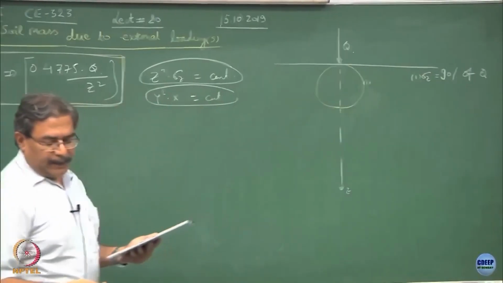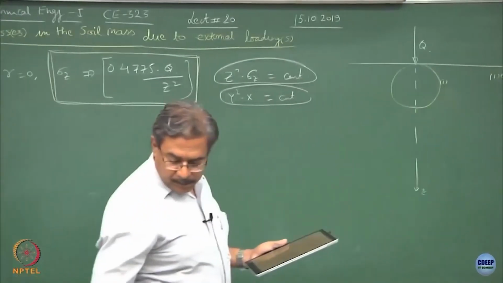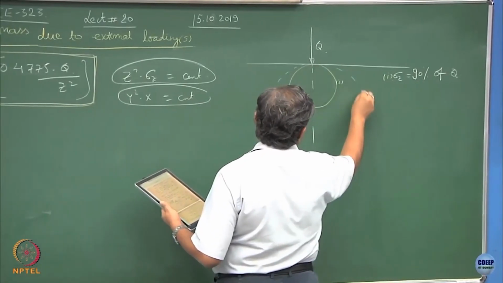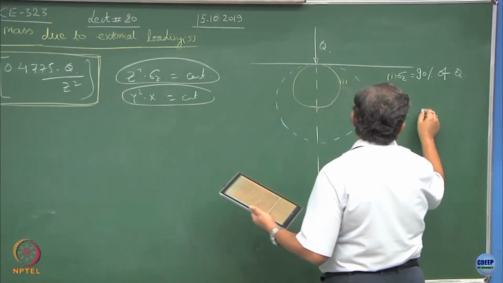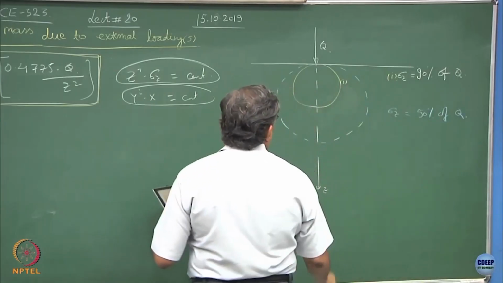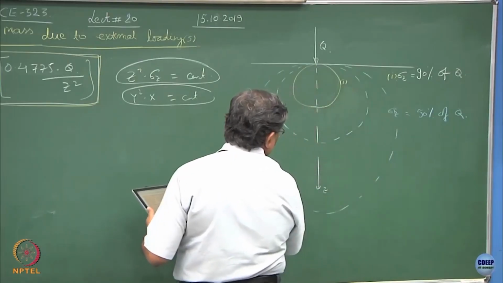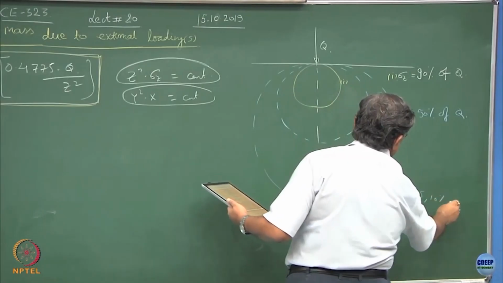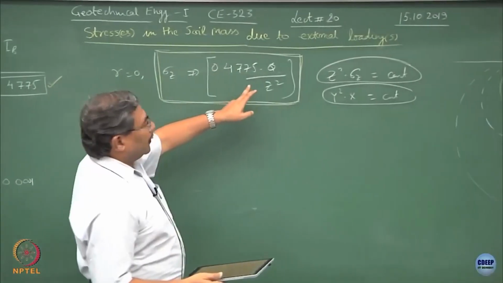As the intensity of the pressure decreases, what will happen? Somewhere here you will have, this would be let us say sigma z equal to some 50% of Q, and this will go up to a certain value where I may say that sigma z has become let us say 5 or 10% of the Q value, because this influence factor is doing all the tricks.